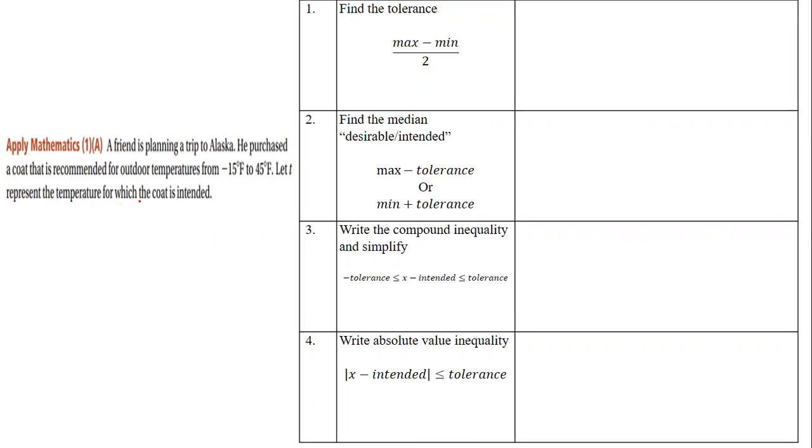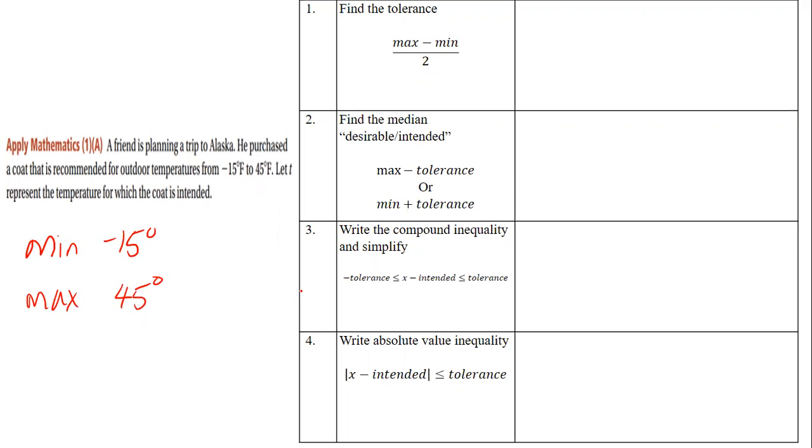It says a friend is planning a trip to Alaska. He purchased a coat that is recommended for outdoor temperatures from -15 degrees to 45 degrees. Let T represent the temperature for which the coat is intended. So they want us to find the ideal temperature at which this coat is to be worn. They give us our min, which is -15 degrees, and our max, which is 45 degrees.